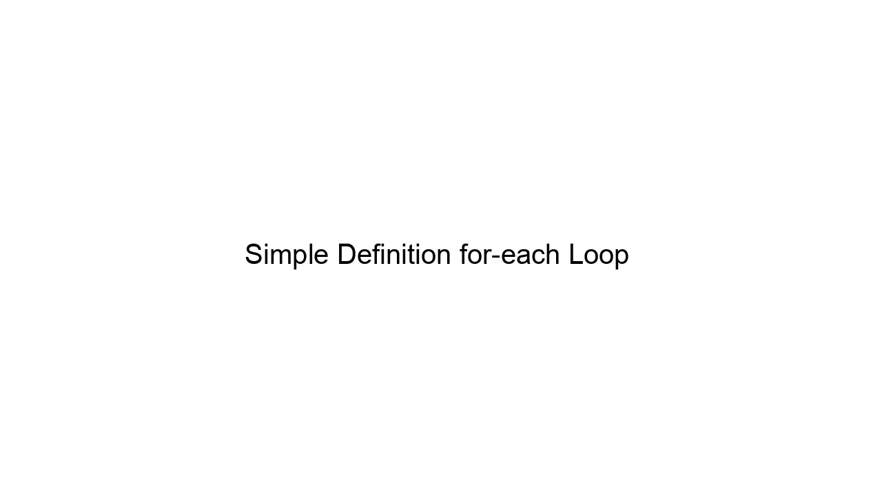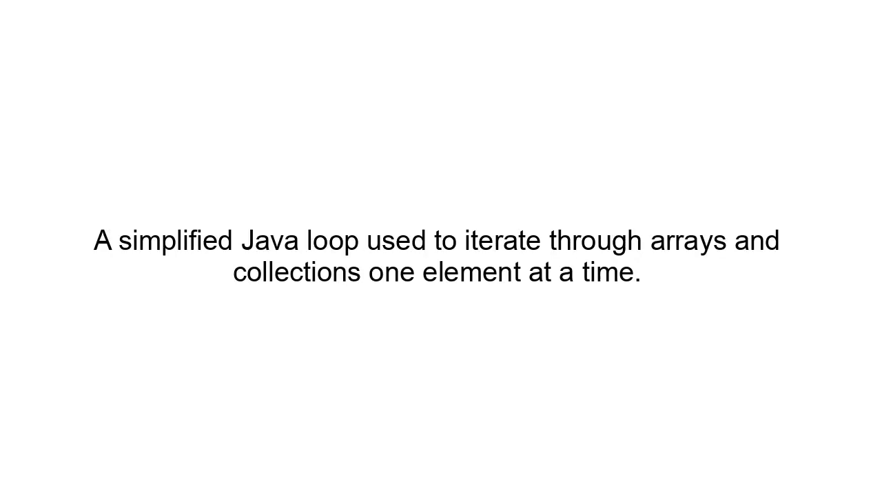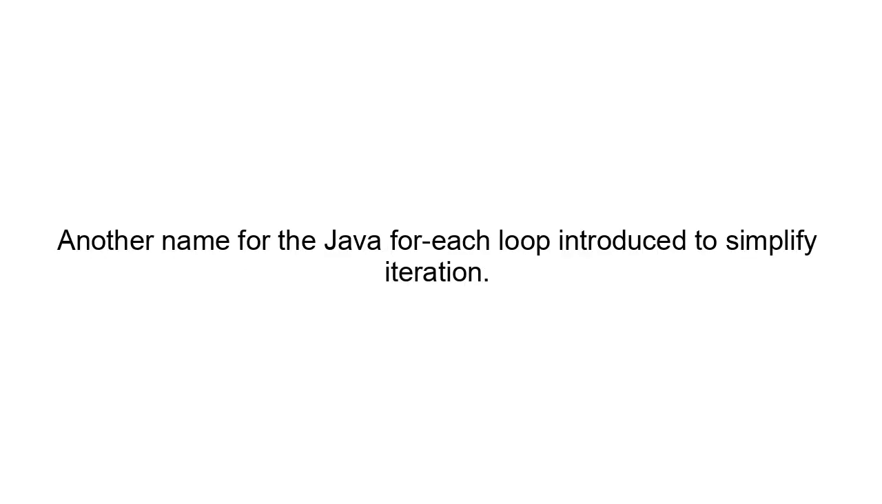Simple definition: for each loop. A simplified Java loop used to iterate through arrays and collections one element at a time. Simple definition: enhanced for loop. Another name for the Java for each loop, introduced to simplify iteration.